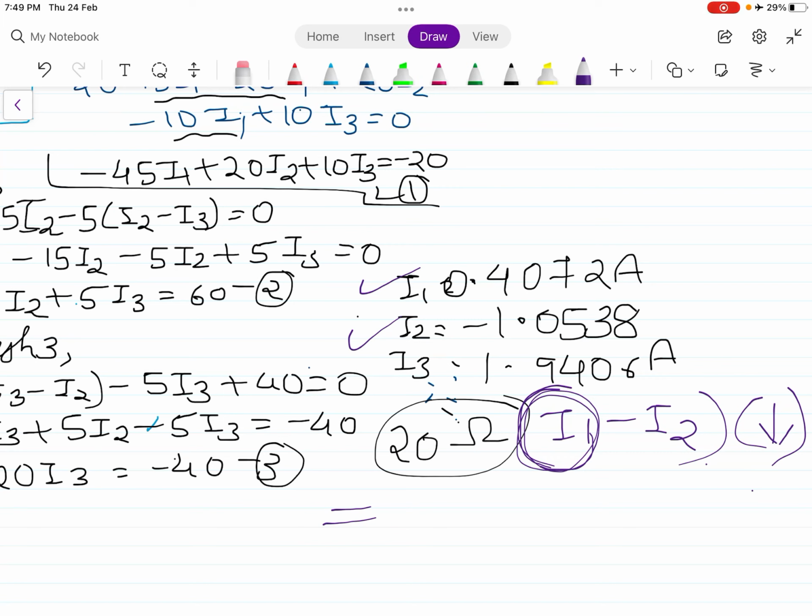I1 is 0.4072 minus of minus 1.0538, which is nothing but 1.461 amperes in the direction of I1.